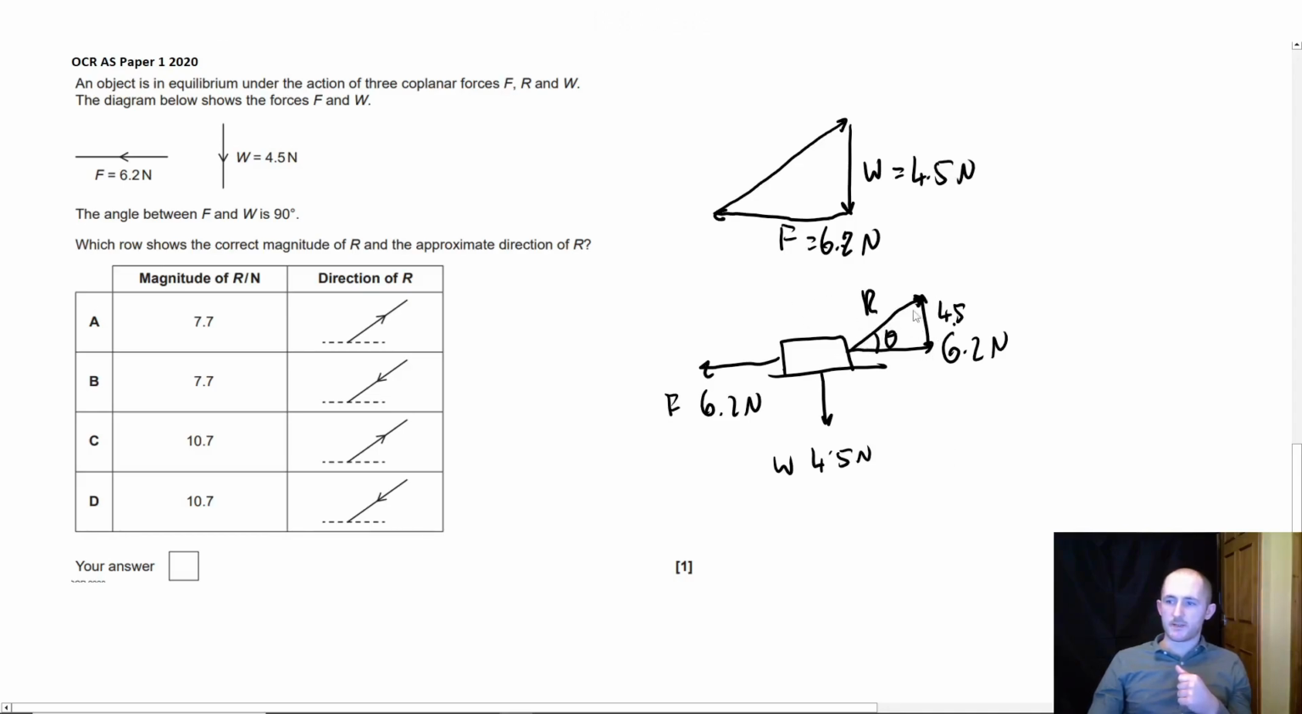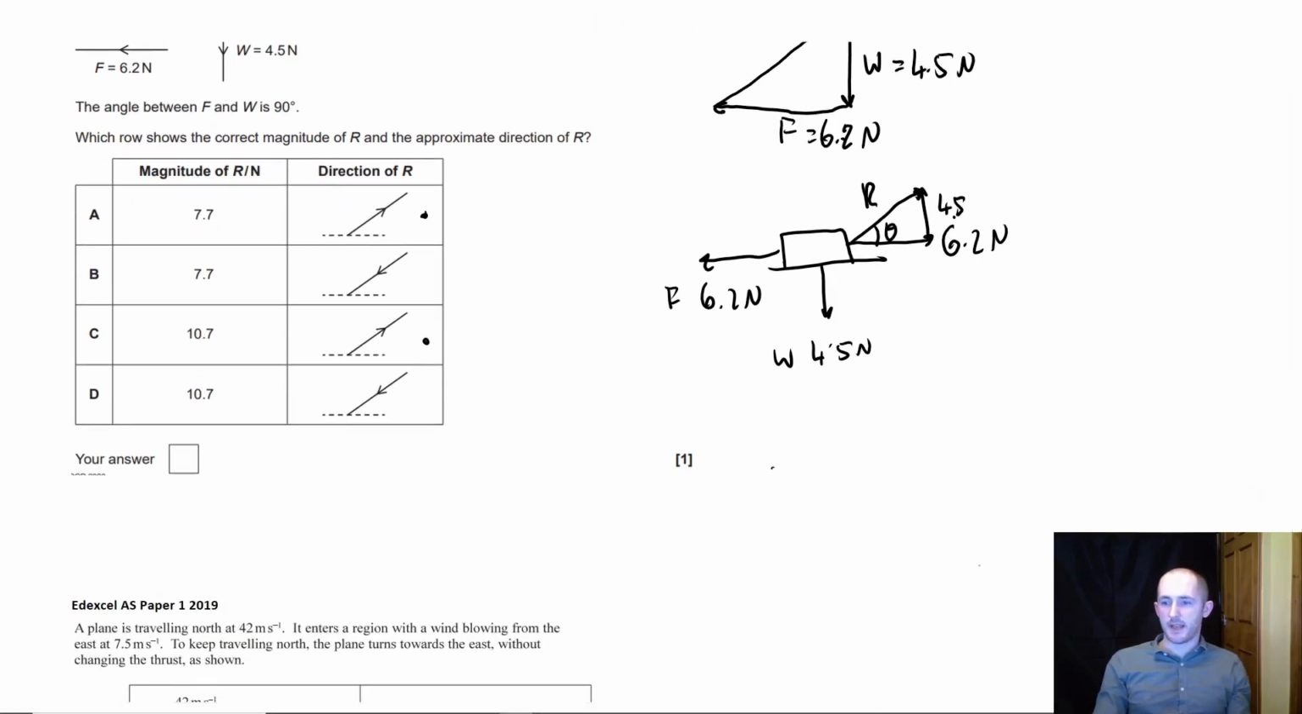Now if you notice, that gives me the direction, so it must be one of either this one or this one, up and to the right. Now all I need to do is work out the magnitude. Well, the magnitude is just going to be Pythagoras. Okay, so we have, again, a triangle with those lengths, and we're just trying to work out the third side. And R, if you remember, is just going to be 6.2 squared plus 4.5 squared.